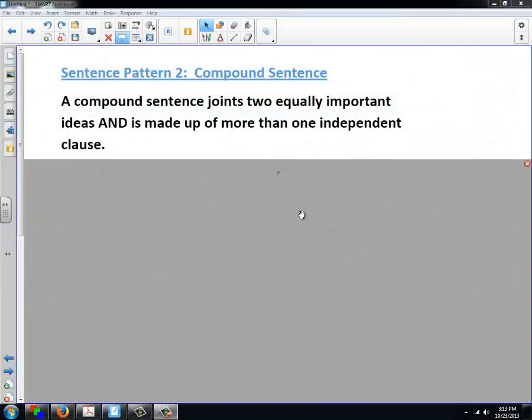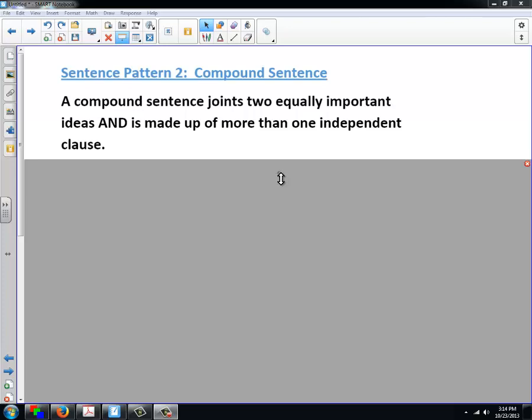A second sentence pattern, sentence pattern 2, is the compound sentence. A compound sentence joins two equally important ideas and is made up of more than one independent clause. Let me say that again. A compound sentence is made up of more than one independent clause.